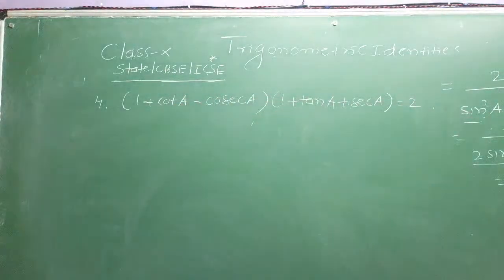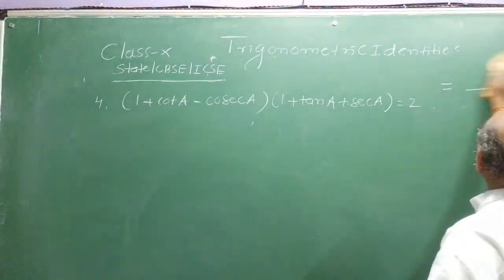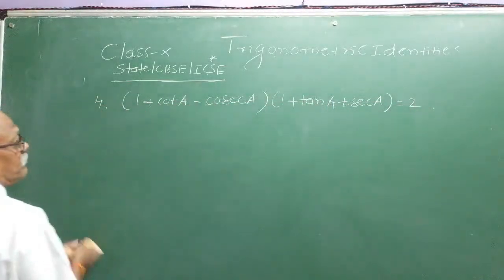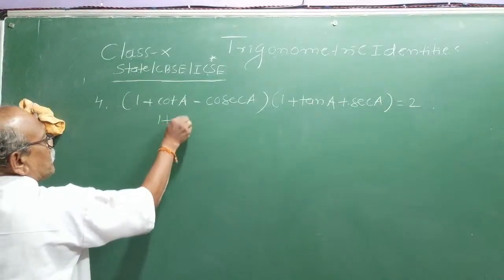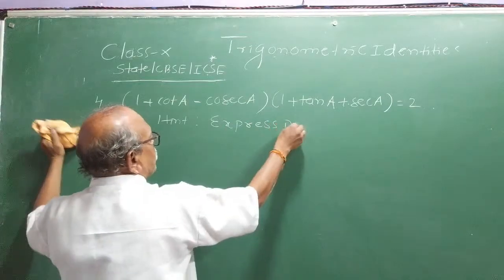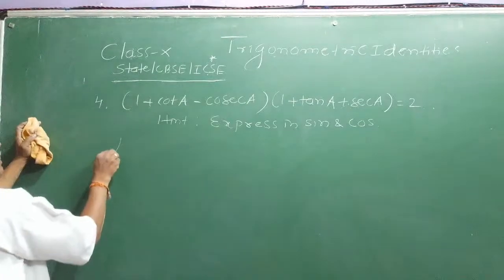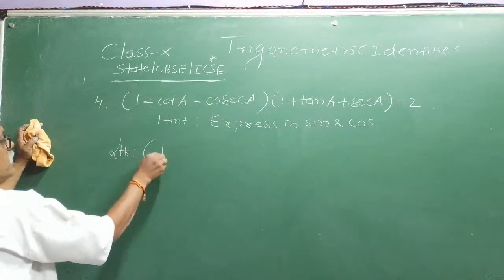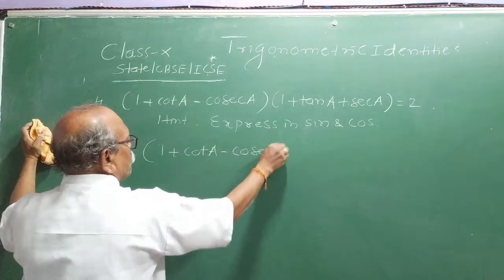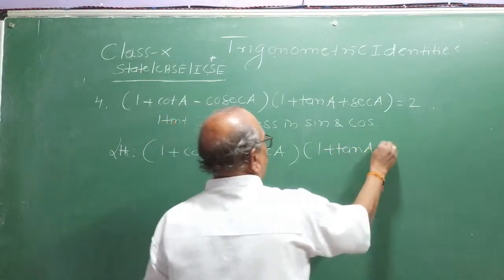Observe, whenever you get a problem like this, the best strategy, the hint, is to express all of them in sin and cos, then simplify. And you can take the LHS of it. That is (1 plus cot A minus cosec A) into (1 plus tan A plus sec A).